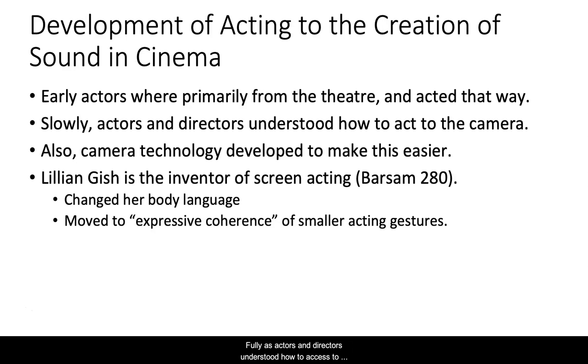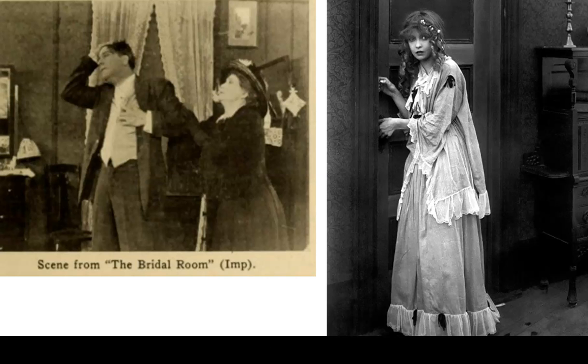Slowly, as actors and directors understood how to act to the camera, their performances changed until what we now know as modern screen acting. In addition, changes to technology, especially the camera, helped make it easier to capture the smaller, more intimate gestures we associate with the way actors act to the lens of a camera. One of the founders of screen acting is an actor named Lillian Gish. Her changes to her body language and what the book called an expressive coherence of her smaller, more subtle acting gestures really helped to set out the blueprint for modern actors today.